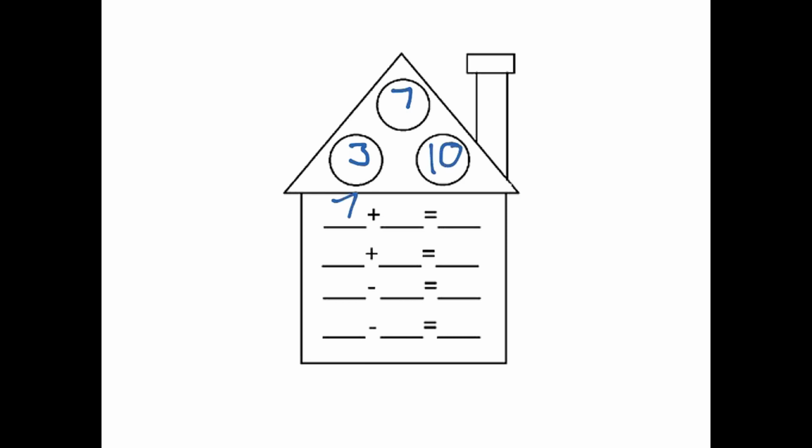The first problem we knew was 7 plus 3 equals 10. We talked about switching the first numbers to still equal the last number. That would show us 3 plus 7 equals 10.